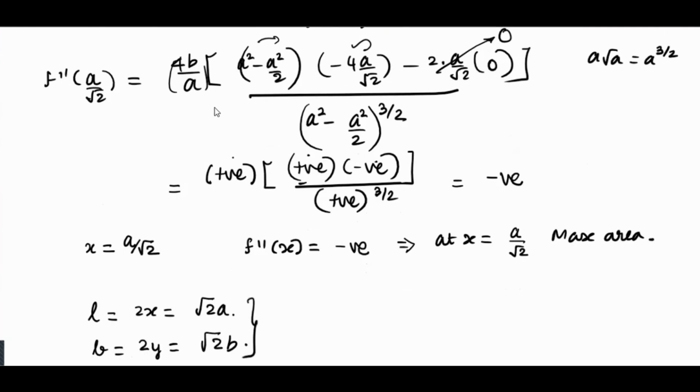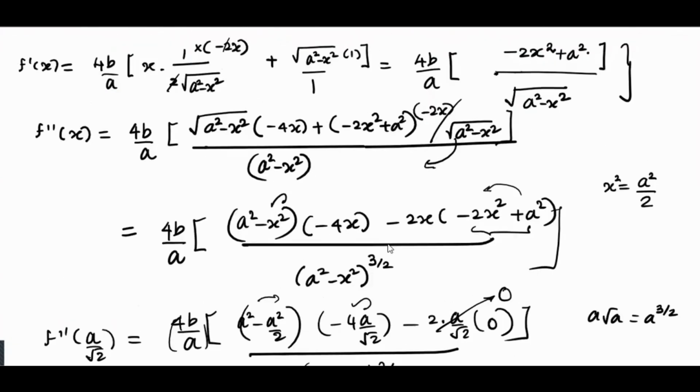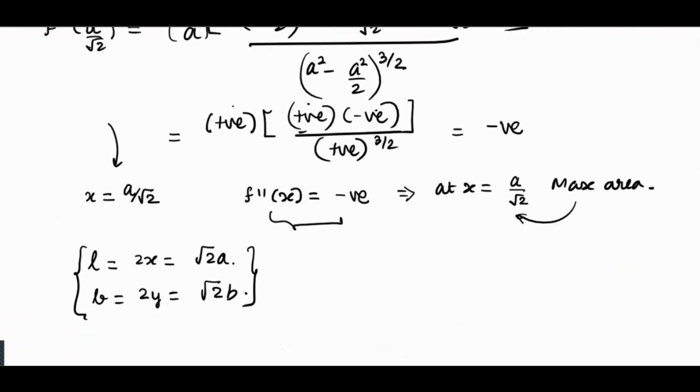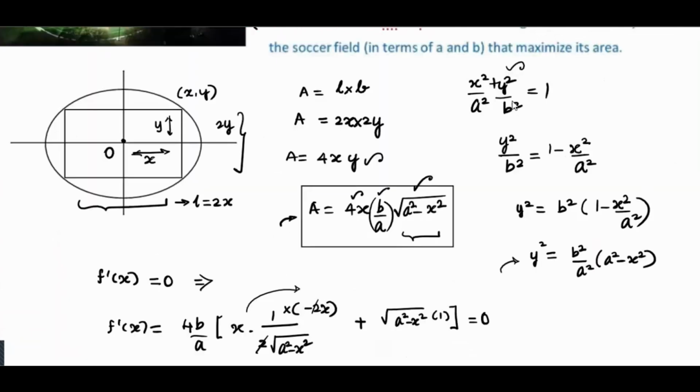The same procedure as the previous question can be followed after this, but this question is slightly bigger than the previous ones, because it involves a lot of u by v differentiations and simplifying the terms. Finally, you don't have to find the value. You just have to substitute x equal to a by root 2 and check whether it is negative or positive. If you get f double dash of x to be negative, you will get the maximum area at that particular x value. Okay. So we have answered all 4 questions. That's it.